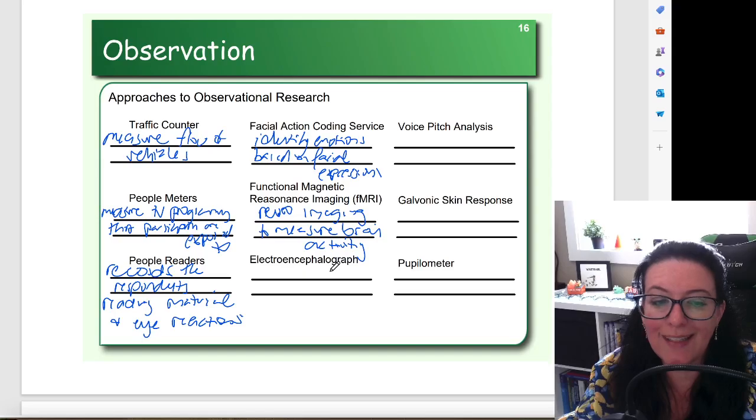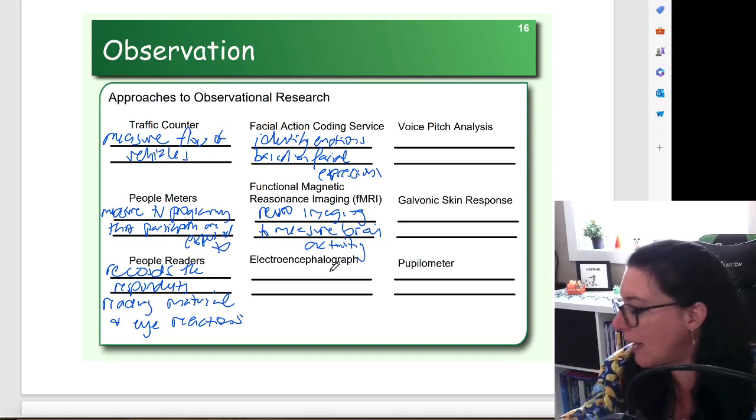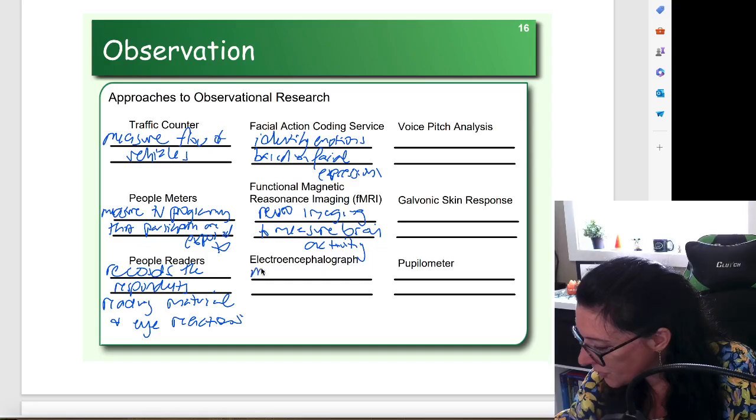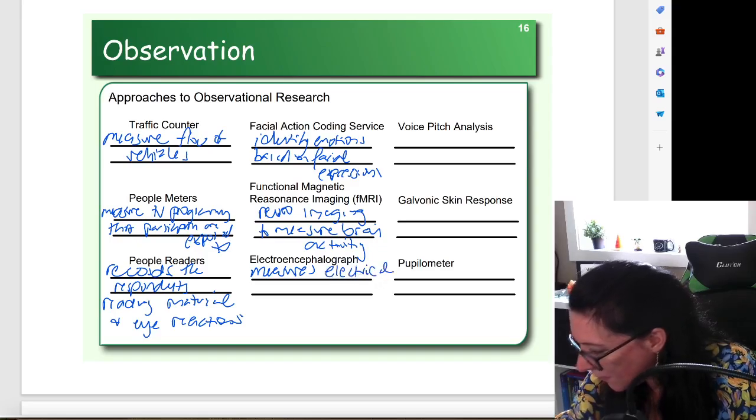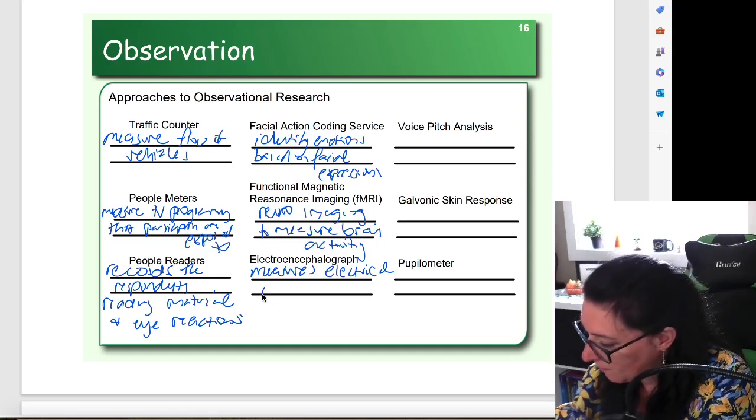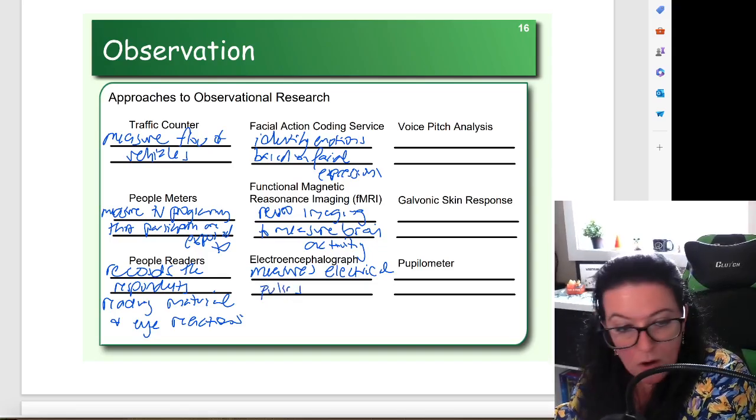There is what is called an electroencephalograph. Electroencephalograph measures the electrical pulses on the scalp.